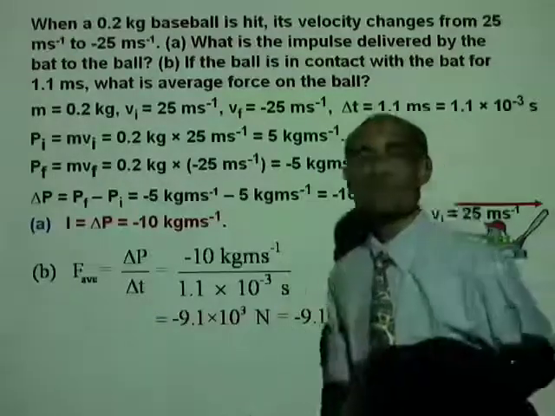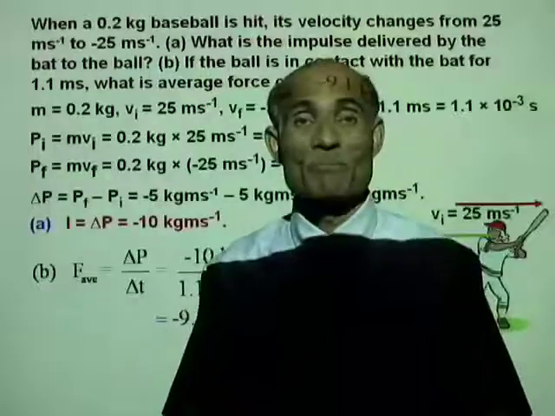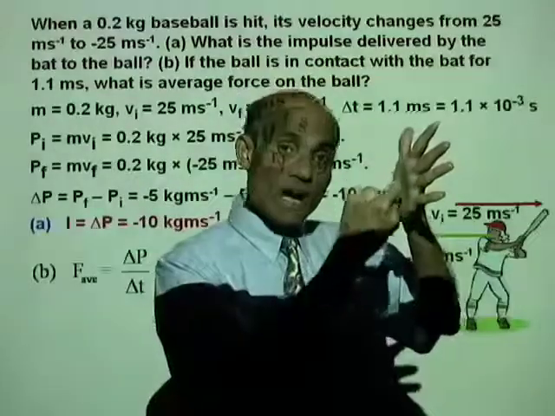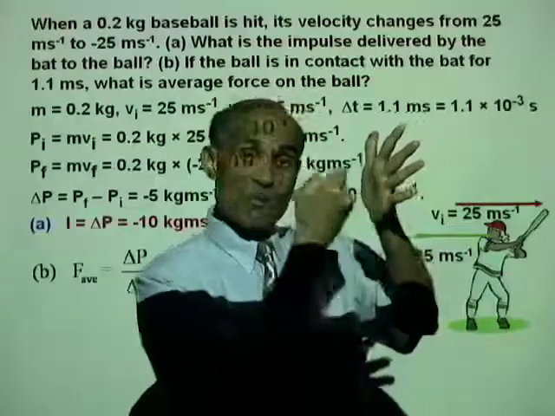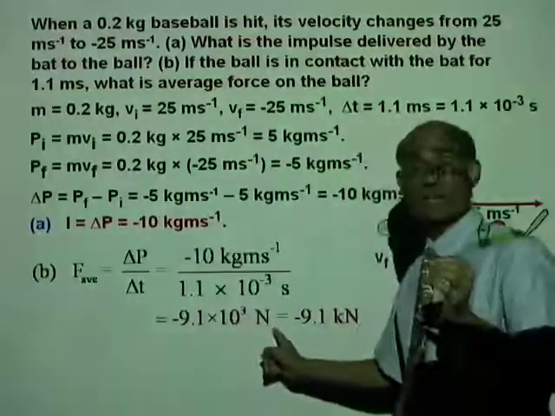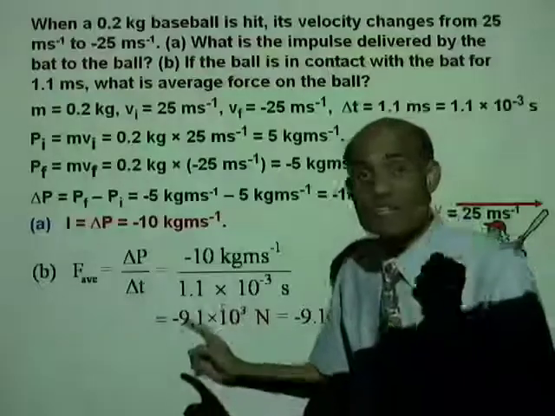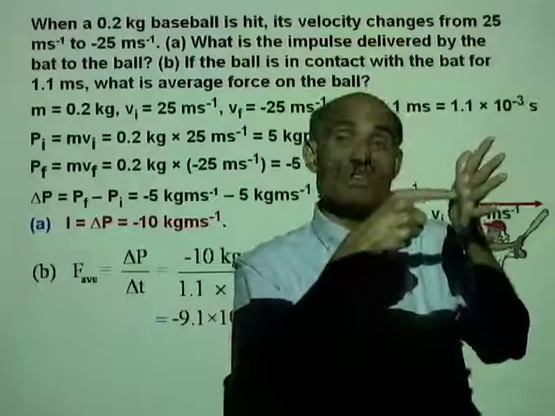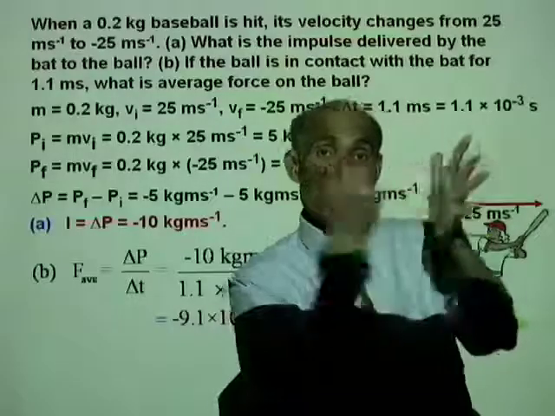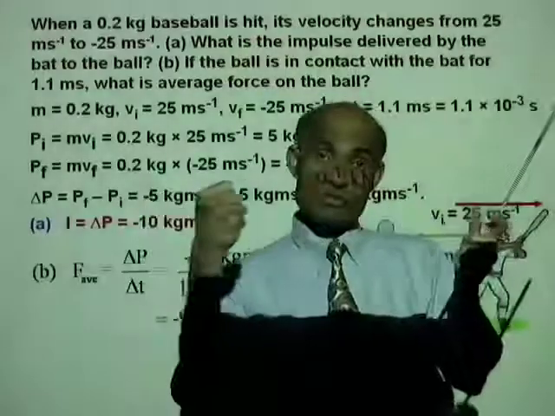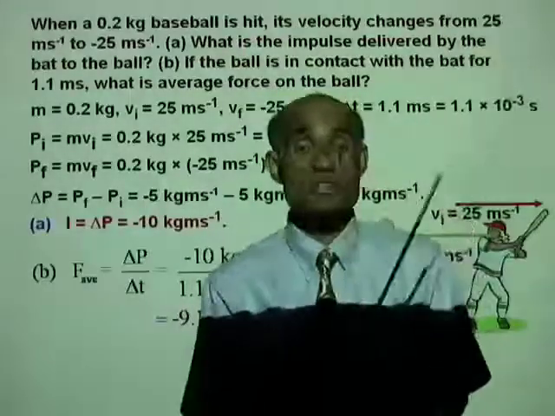Why is that force negative? You see, the ball hits the bat and the force is on the ball. The force we have calculated is the force that creates the change in momentum, and that force is the force exerted by the bat on the ball, and that is why it is negative. It is opposite to the direction of the initial velocity.